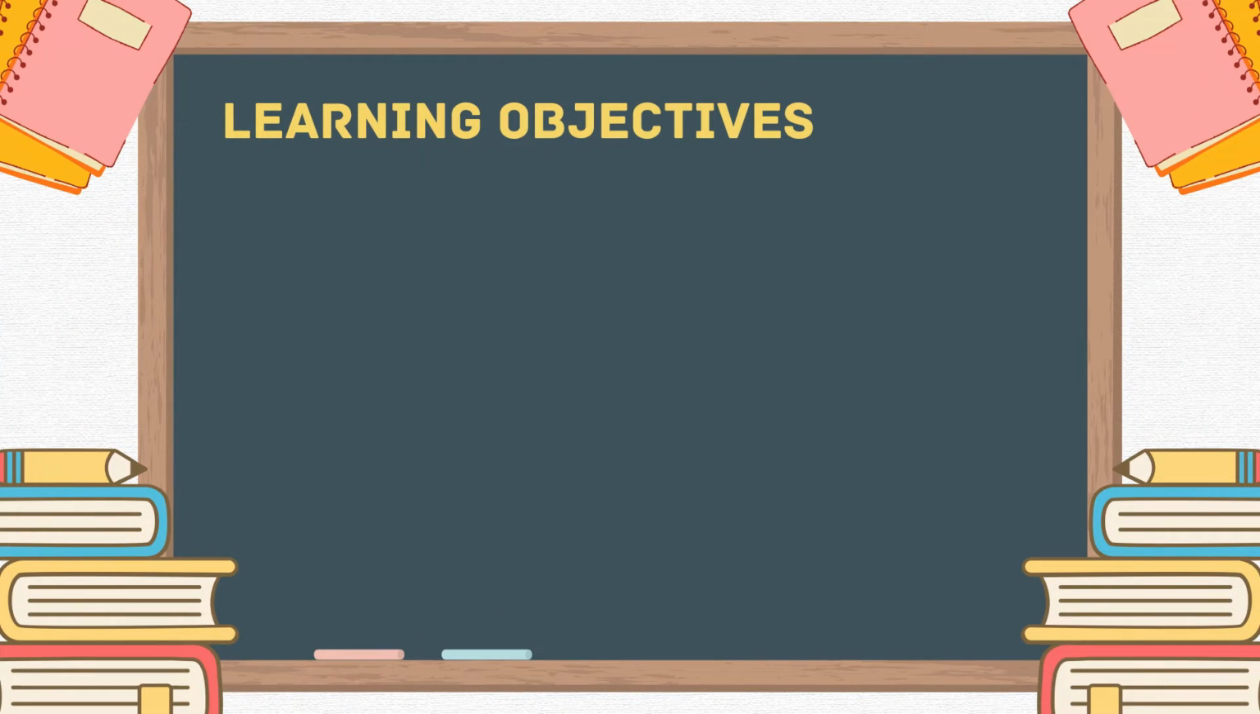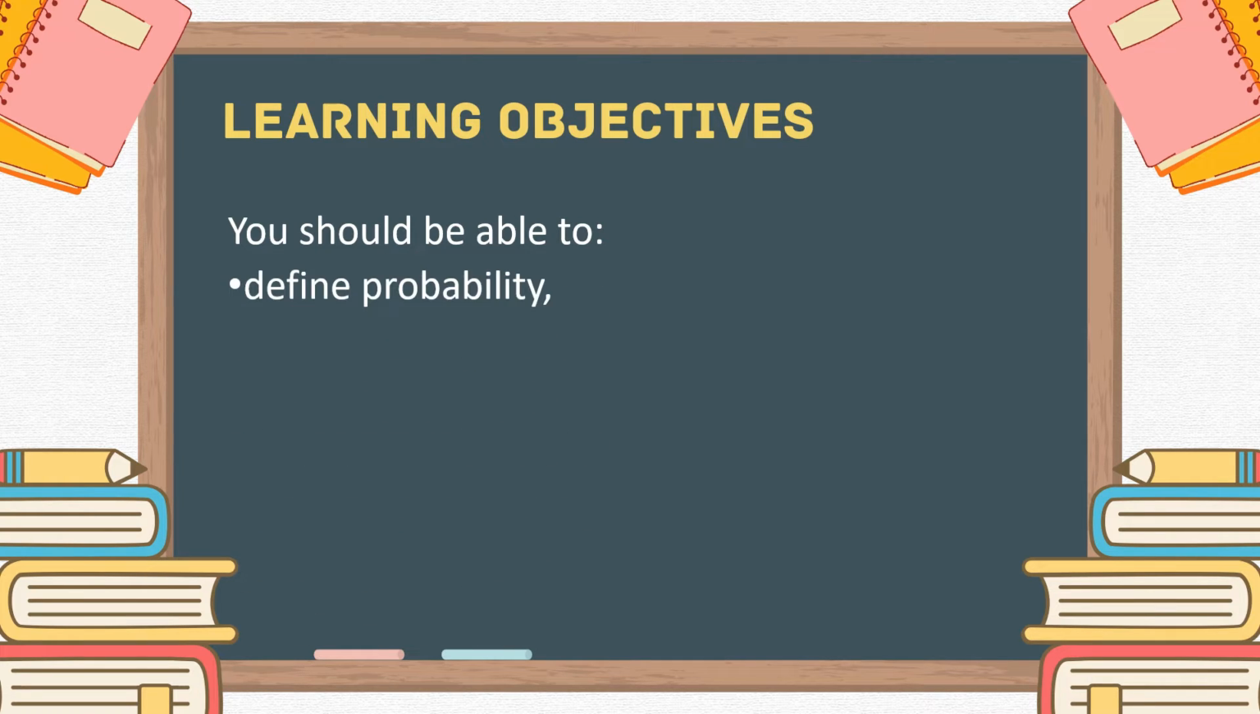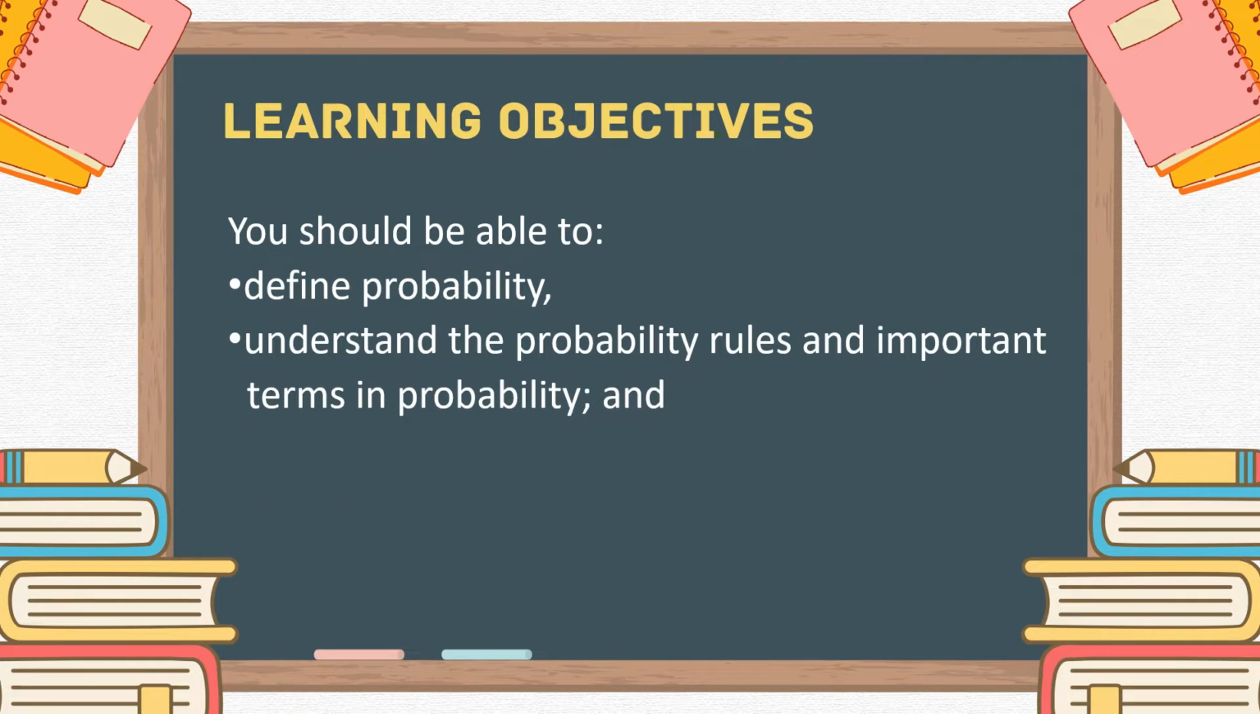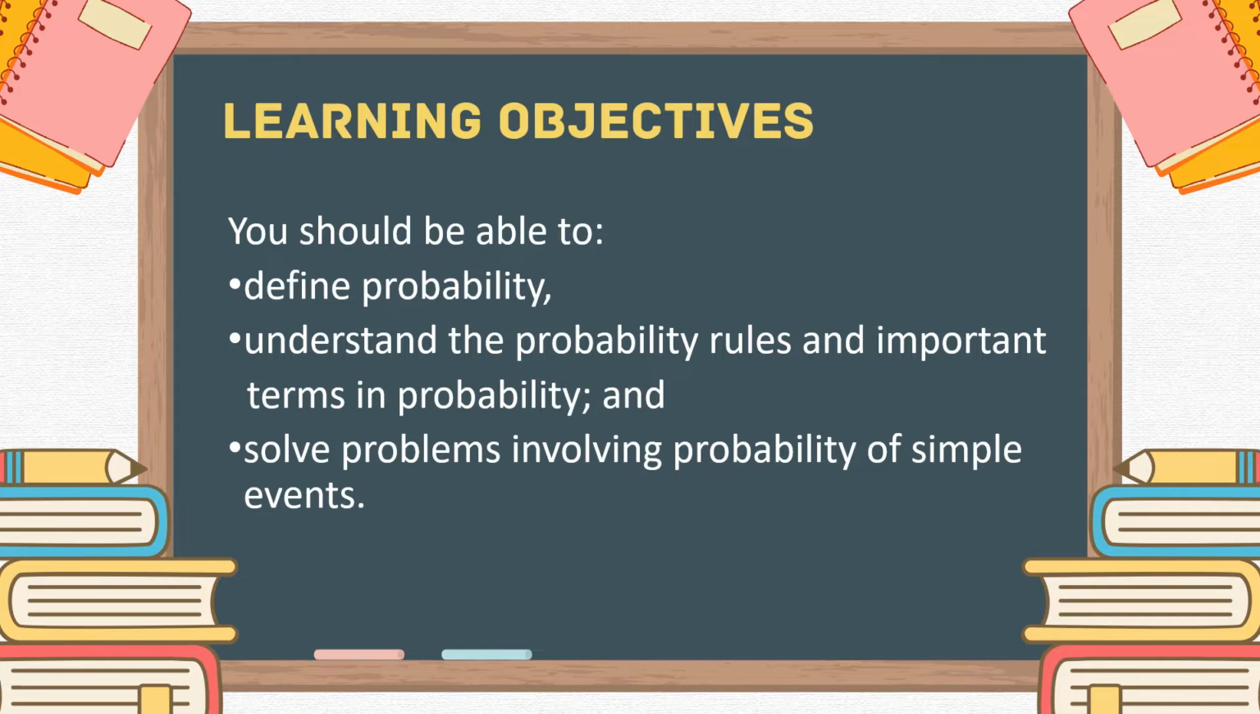Our learning objectives are the following. You should be able to, first, define probability. Second, understand the probability rules and important terms in probability. And third, solve problems involving probability of simple events. Let us answer this review or drill that we will need and use for the activities that we will do in our lesson.